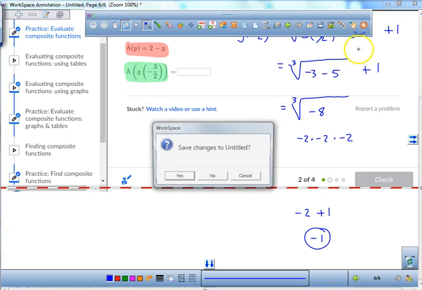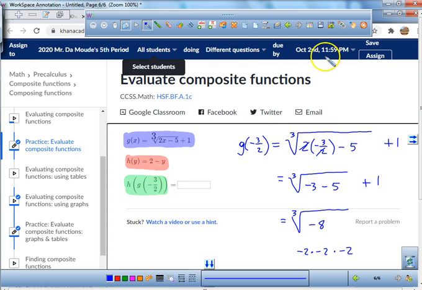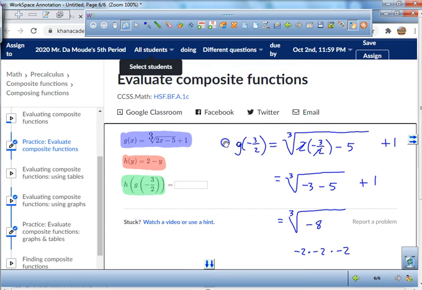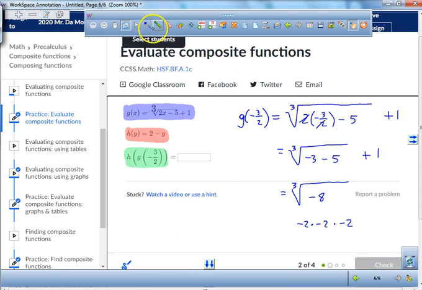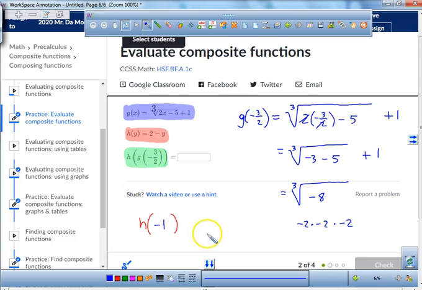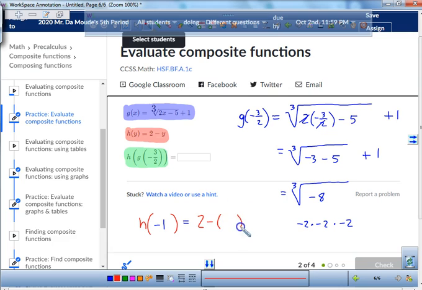Now that's not my final answer. You're probably thinking, oh no, hold on, cancel. It's not my final answer. All right, so now what do I got to do with that negative 1? I got to take it and plug it in here. So now I have to do h of negative 1, which is 2 minus open parentheses. This is where students will make a mistake. They'll forget to open up the parentheses, and they'll just do 2 minus 1 and get 1. But 2 minus a negative 1 becomes 2 plus 1, which becomes a 3.